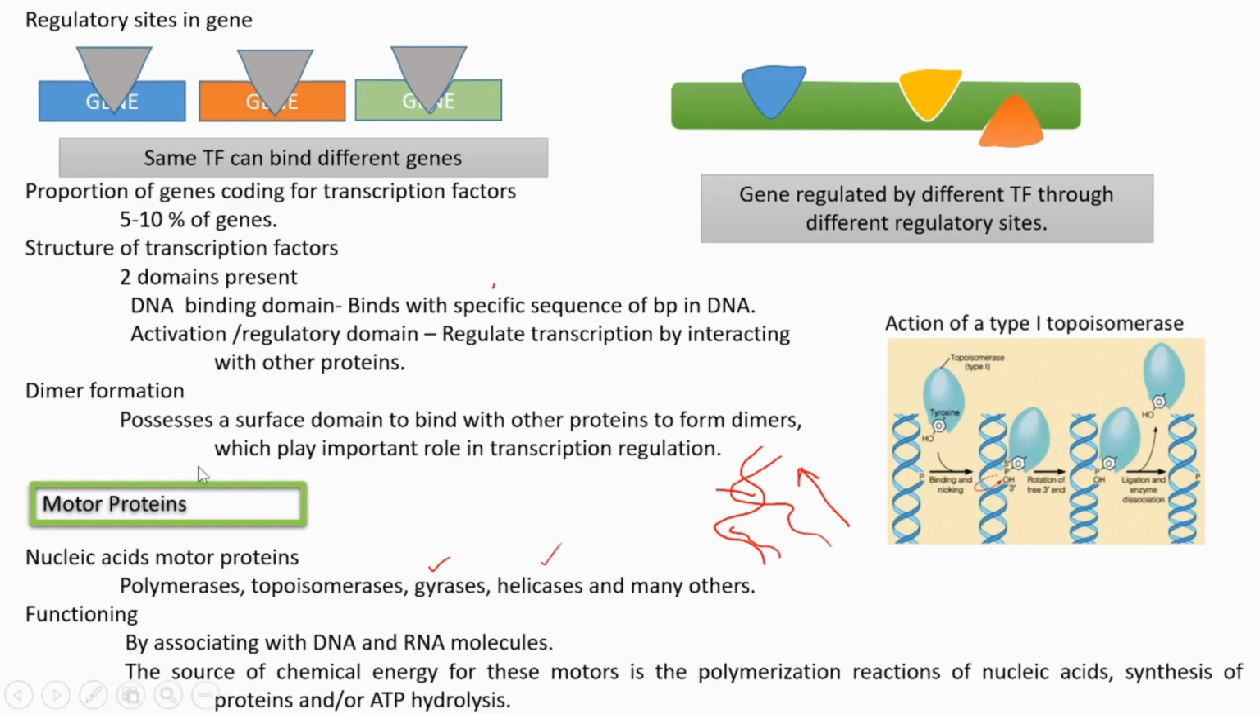They all come under the type of motor proteins. How do they function? They function by associating with DNA or RNA molecules. And what is the source of their energy, chemical energy? They get their energy from the polymerization reactions of nucleic acids. As the nucleic acids bind one after the other, because of that reaction, they get energy.